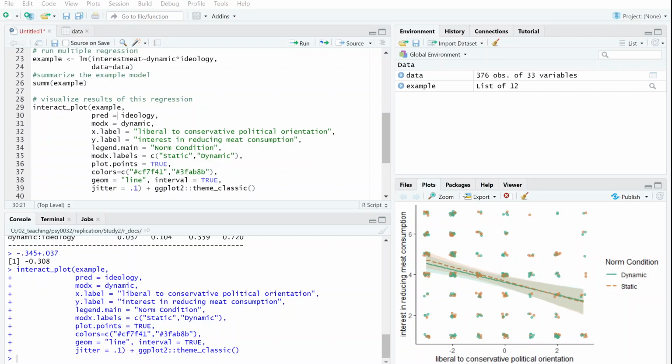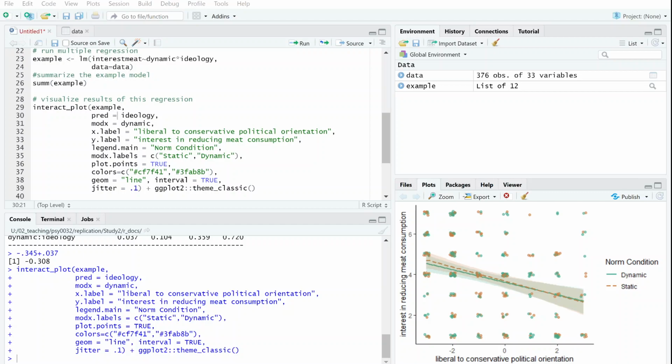Okay, wait, I lied. I'm back. I realized that I wanted to show you one more thing because it could be relevant, right? You might have been wondering at the end of this last video, wait a minute, what do I do if in fact the interaction between two variables was significant? How do I interpret it then?